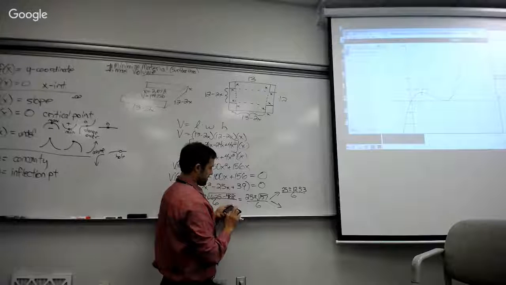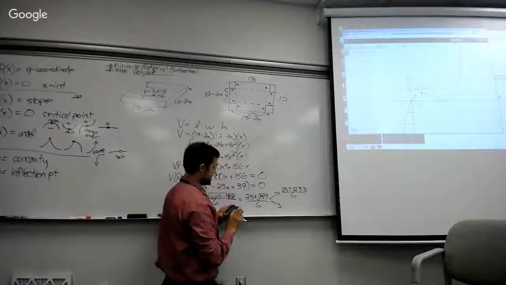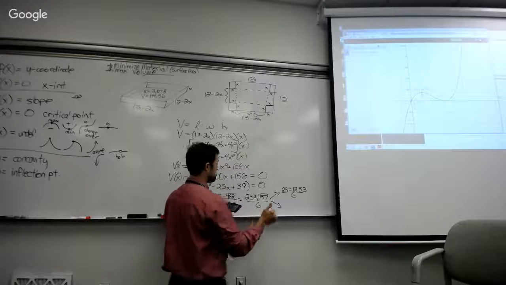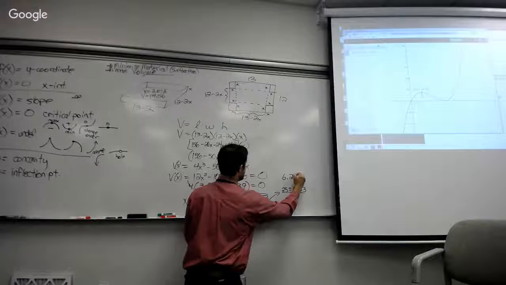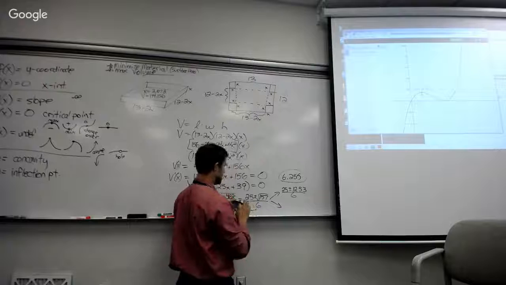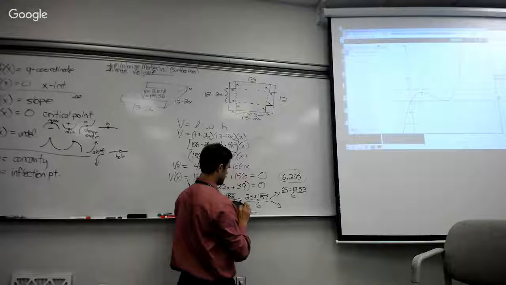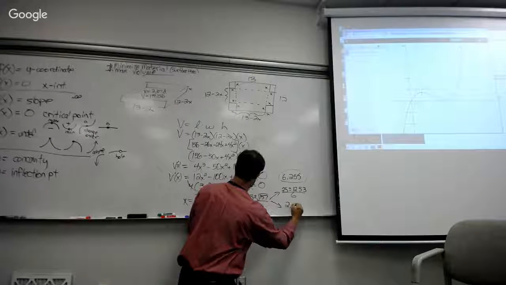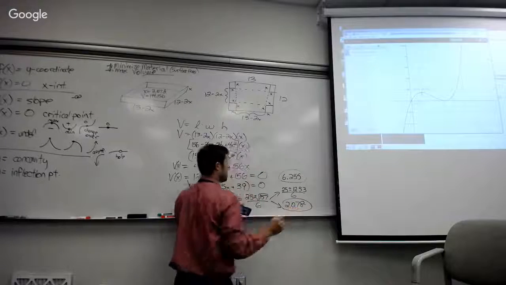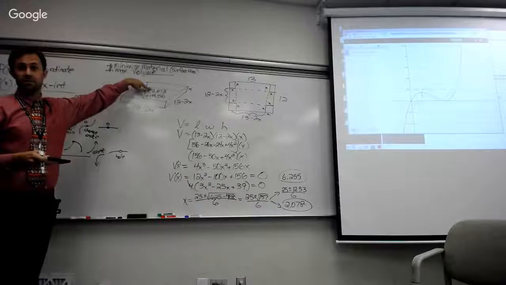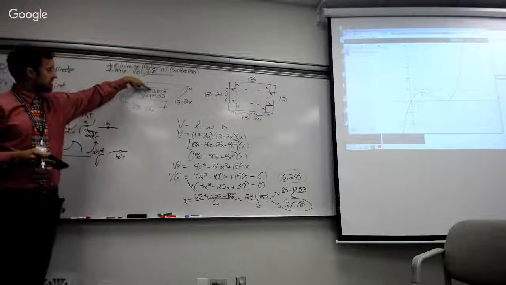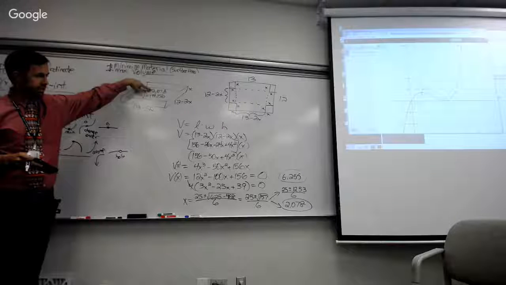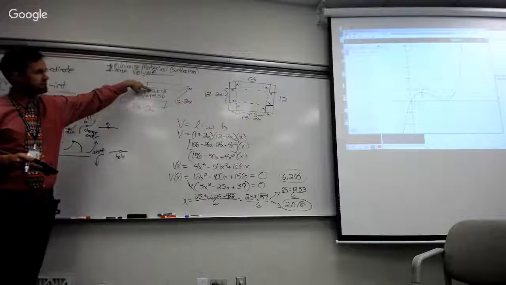So we'd have 25 plus 12.53 divided by 6. One possibility is 6.255. The other one, 25 minus 12.53 over 6, I got 2.078, which is good because that's the answer we got earlier by looking at the graph. So double check your quadratic formula. You should have ended up with the 2.078 and the 6.255.